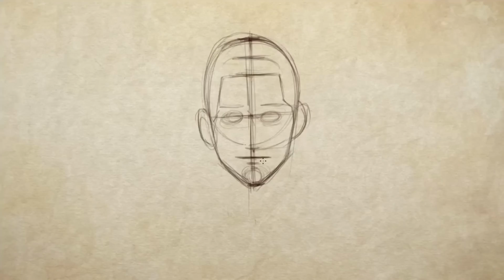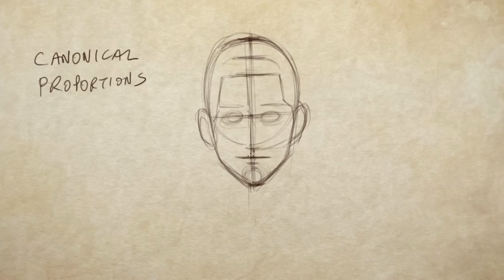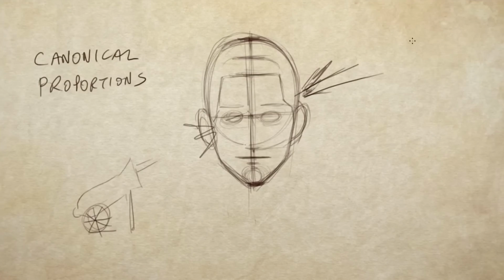I call these canonical proportions, meaning you have a canon, a fixed thing that you want, not a canon like those canons, but like a guide. Like, hey, I'm this many heads tall, and all that stuff. And these are very generic.